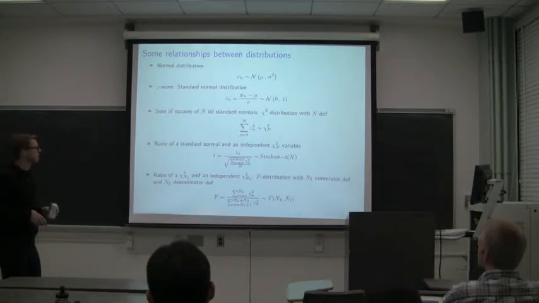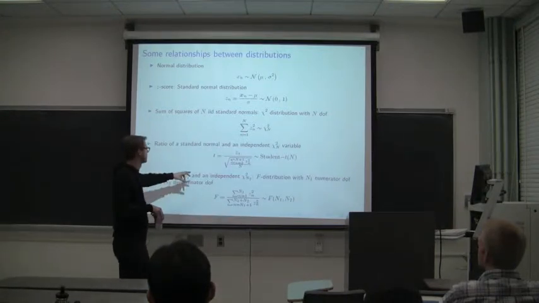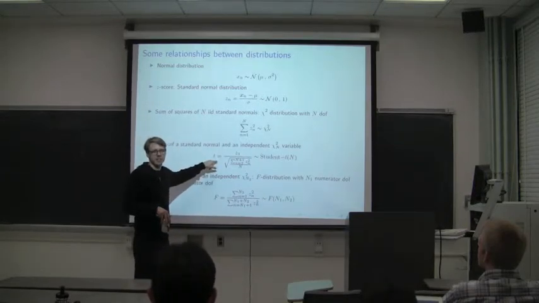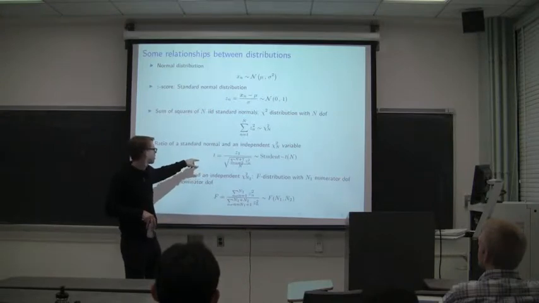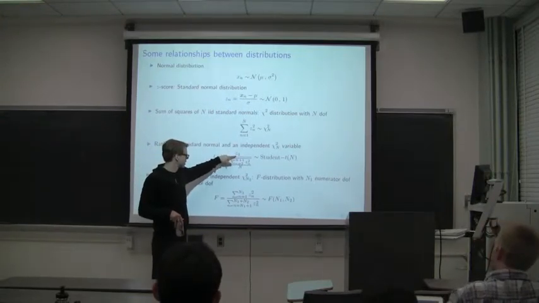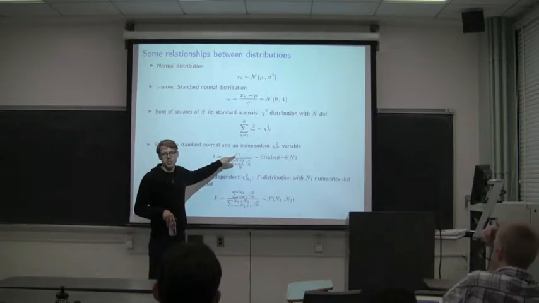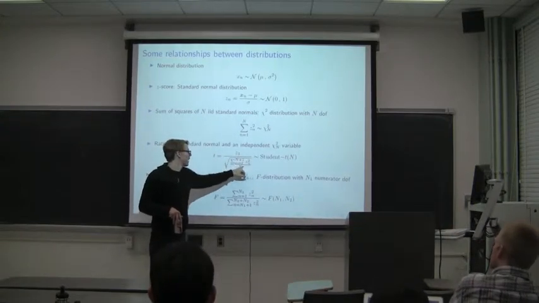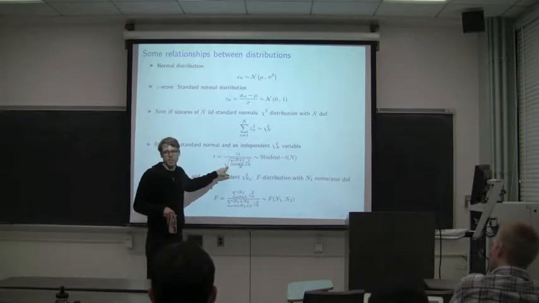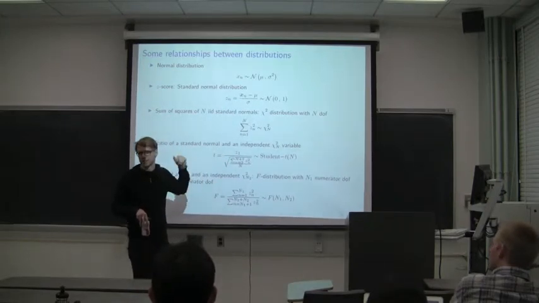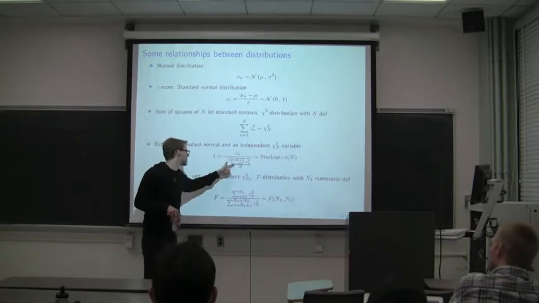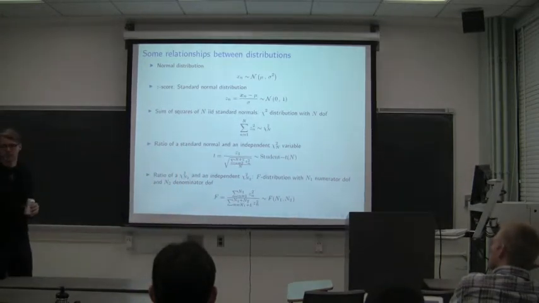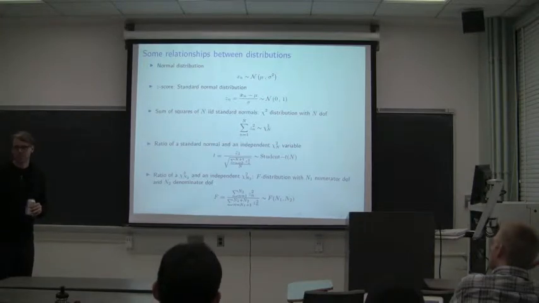For example, there's a way to get from here to the F distribution just by squaring the t. If you take a t-distributed variable and square it, you have the square of a standard normal, which is a chi-squared with 1 degree of freedom, and you have the square of the square root of a chi-squared, which is also a chi-squared. This is independent of this, so you have the ratio of two chi-squares that are independent of each other.